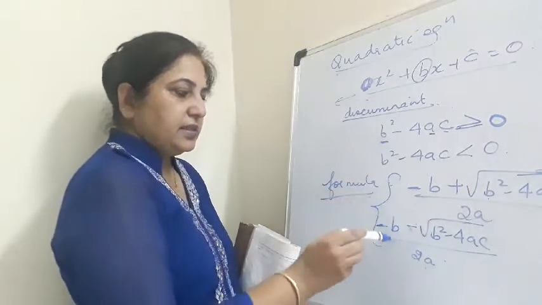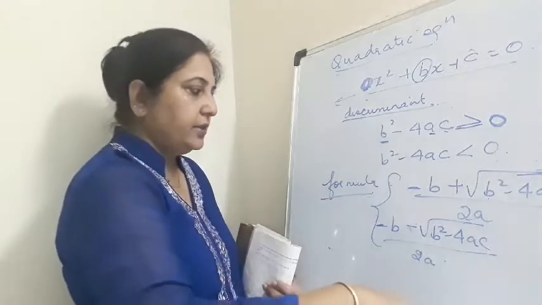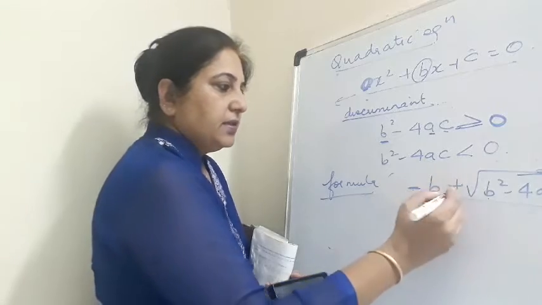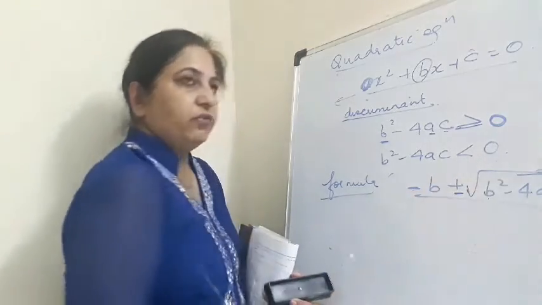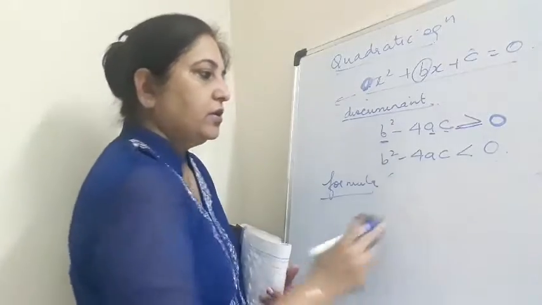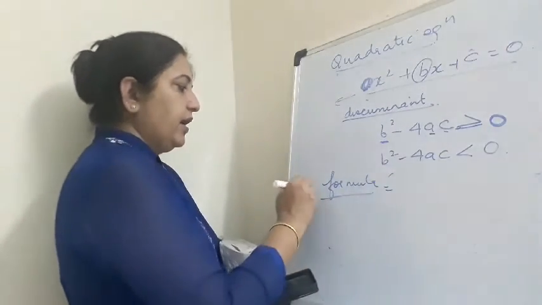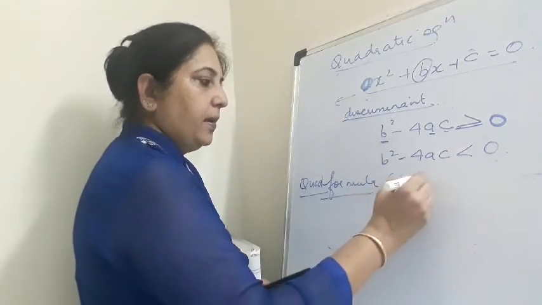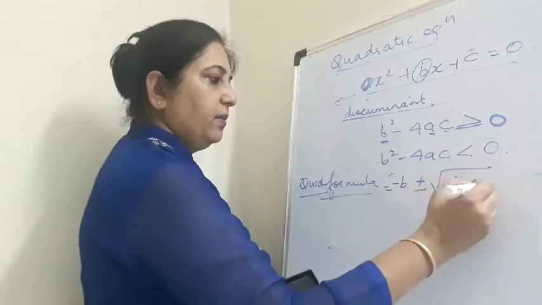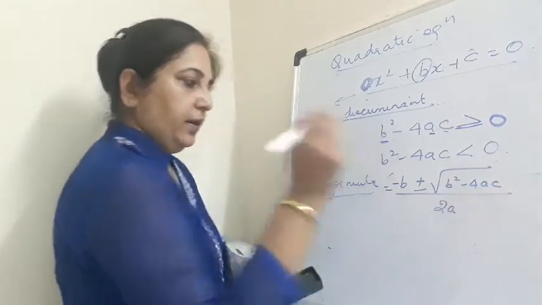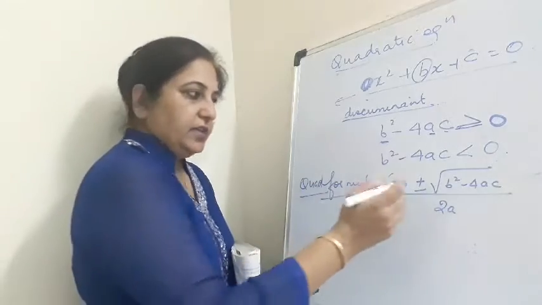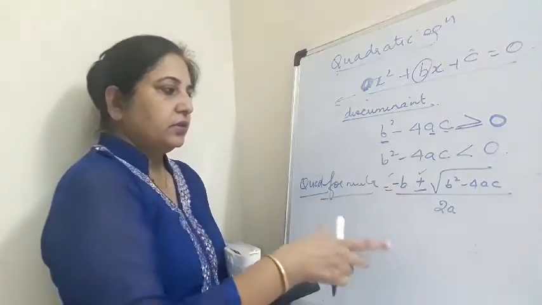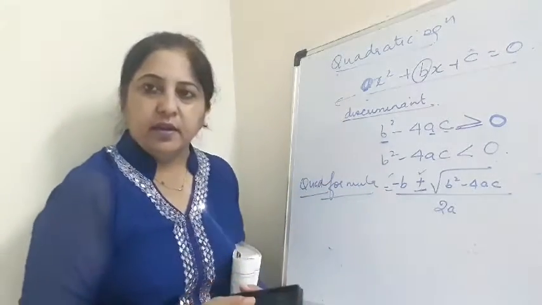Now since the formula is the same, we can combine and write it as −b ± √(b² − 4ac) upon 2a. So we can write the quadratic formula for finding the roots as x = (−b ± √(b² − 4ac)) / 2a. So you will get two roots. In the first case you will add, and in the second case you will subtract. When you get the two roots, those roots will be the answer of the given quadratic equation.